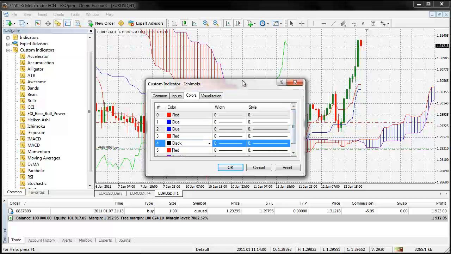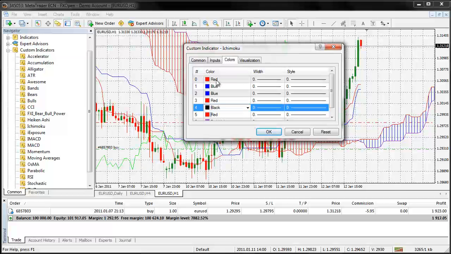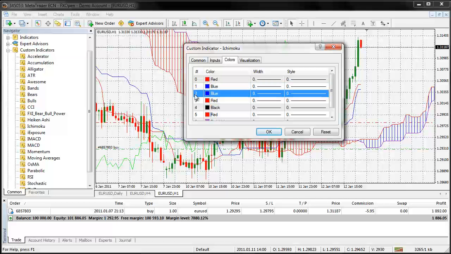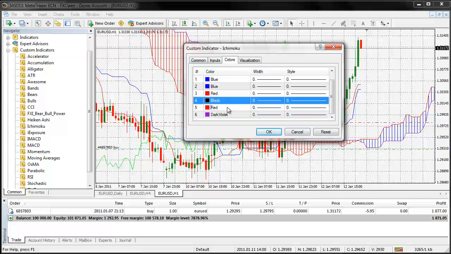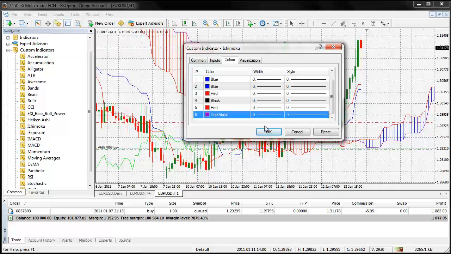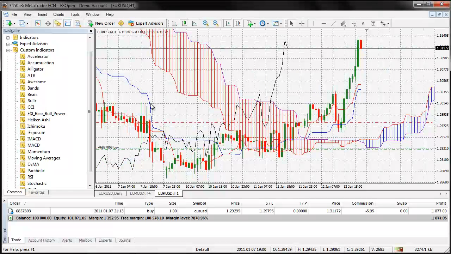Okay, so here we are. This is how your chart should look. I want your 0 to be red, and it's actually labelled red as well, just in case you choose the wrong colour. Number 1 is blue, number 2 is blue, number 3 is red, number 4 is black, number 5 is red, and number 6 is dark violet. I want you to keep your colours like that.